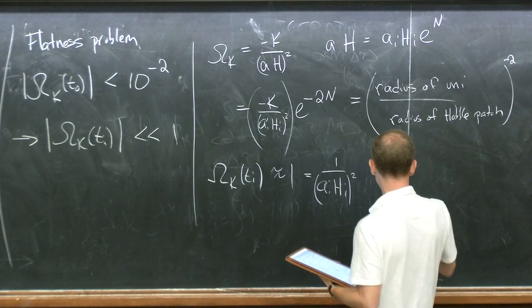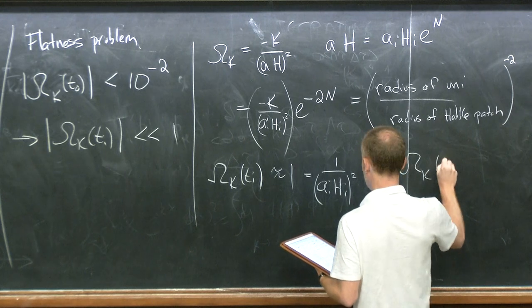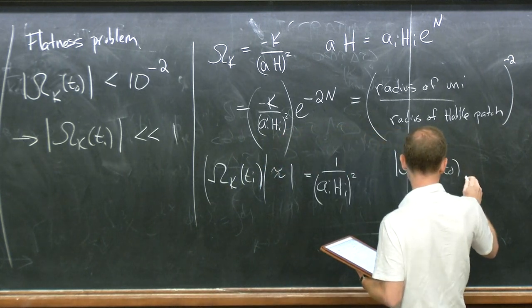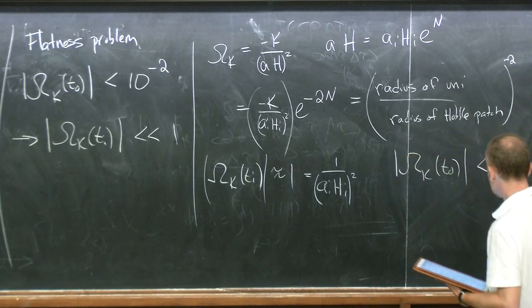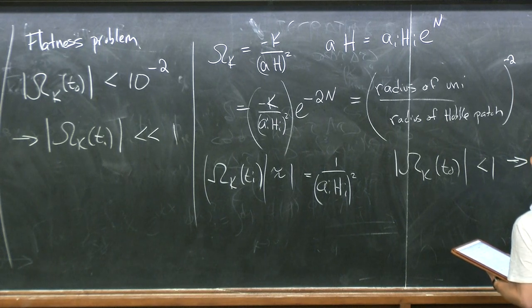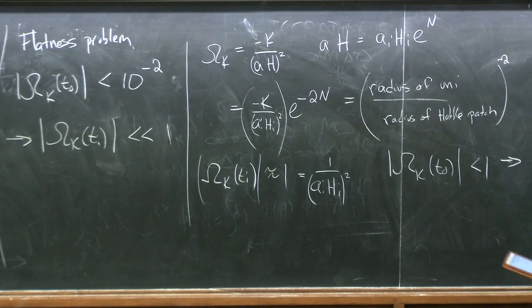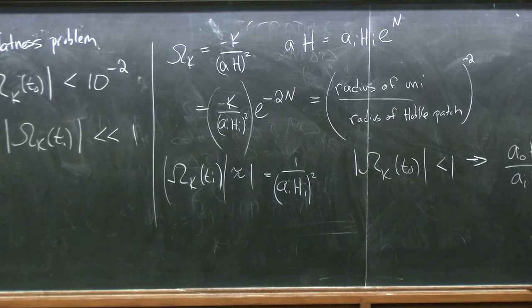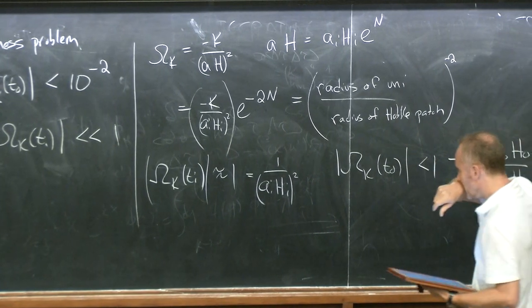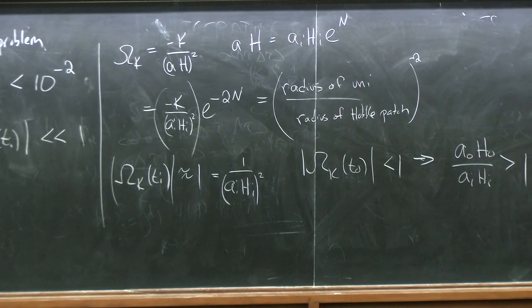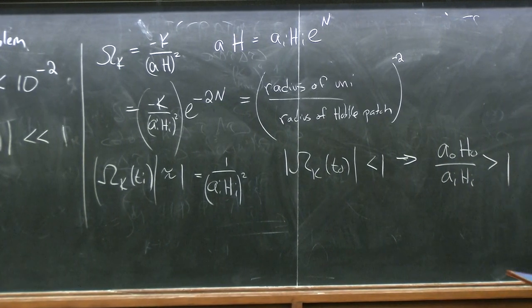Then if we want omega k now, sorry, let's put absolute values here. If we want omega k now to be less than one, then we need this quantity to be greater than one. This is one over omega k now times omega k then. So we need this quantity to be larger than one.